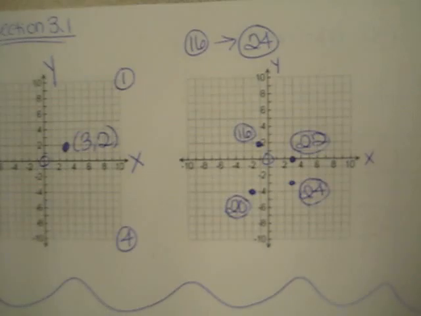I plug it in. 2 times 2 plus 3y equals 6. Simplify it to 4 plus 3y equals 6. Subtract both sides by 4. 3y equals 2. Divide both sides by 3.